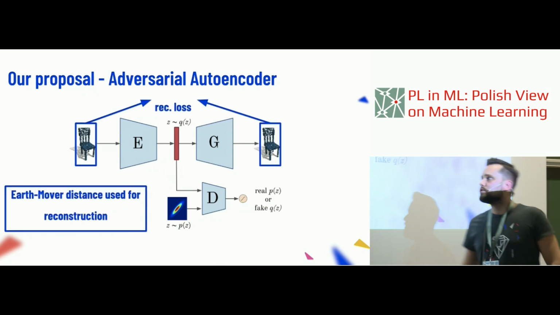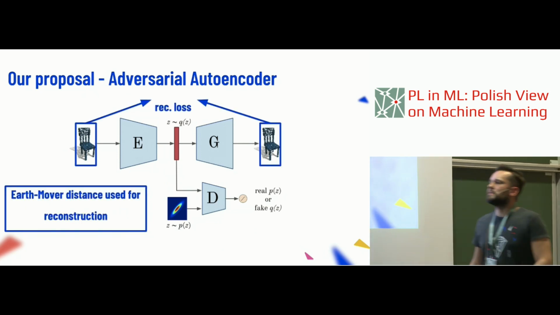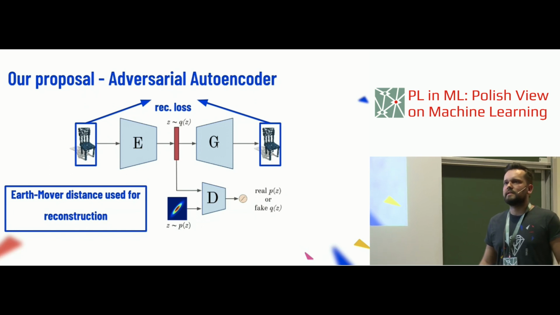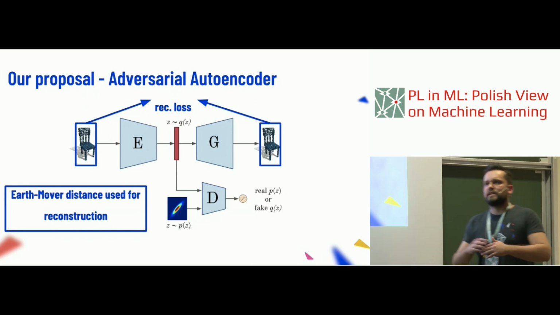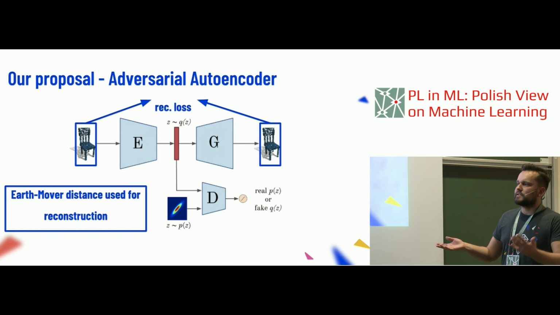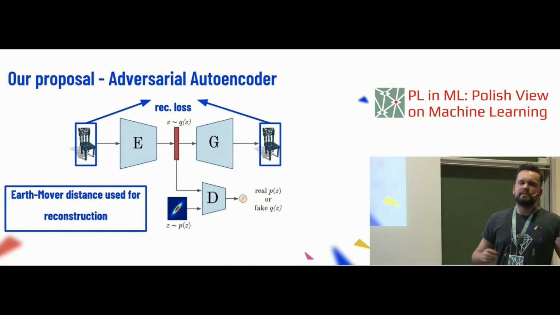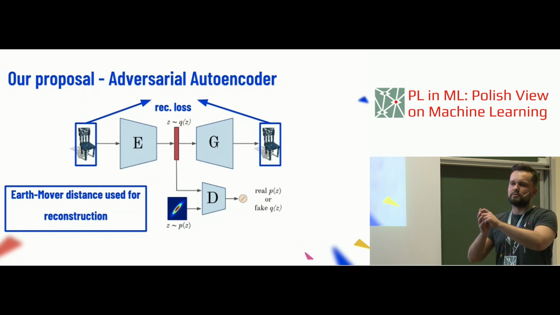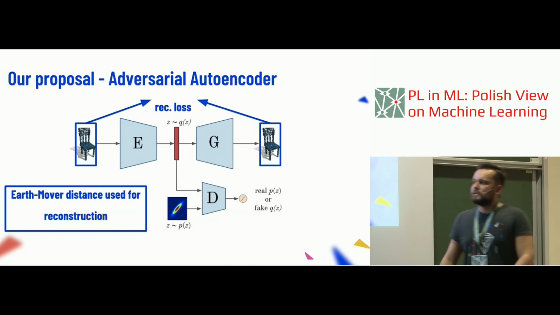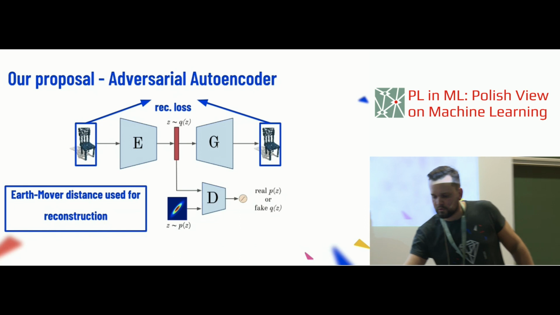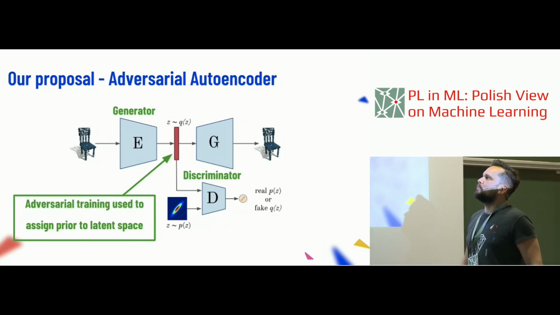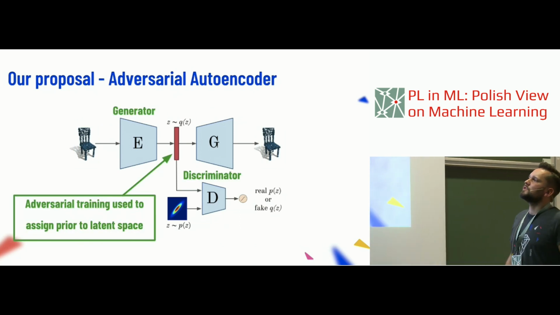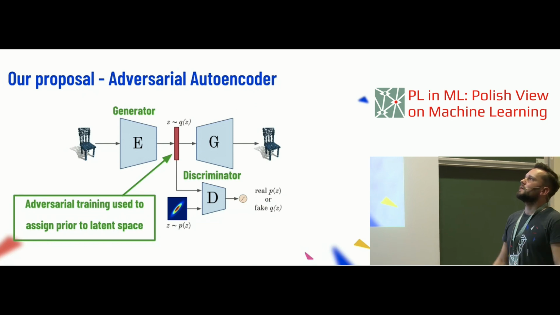Moreover, we are using earth mover distance as a reconstruction loss. This is a distance that represents the number of actions. We can interpret it as the number of actions that is needed to transform one point cloud into another. And to obtain the probabilistic representation in the latent space, we are applying adversarial training here.